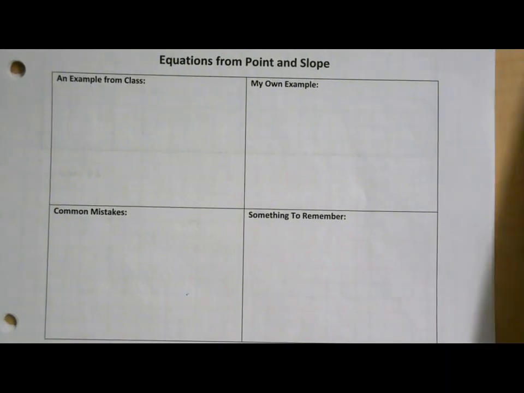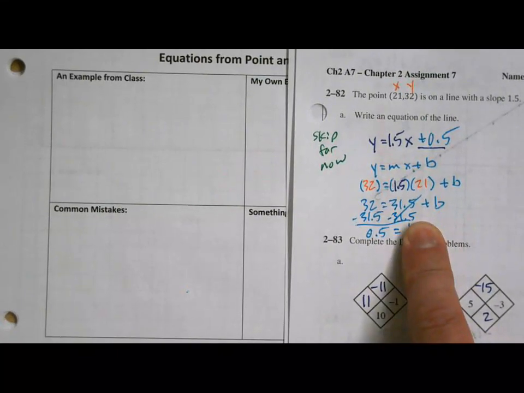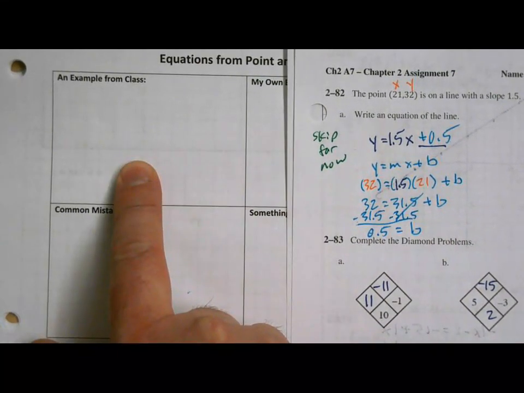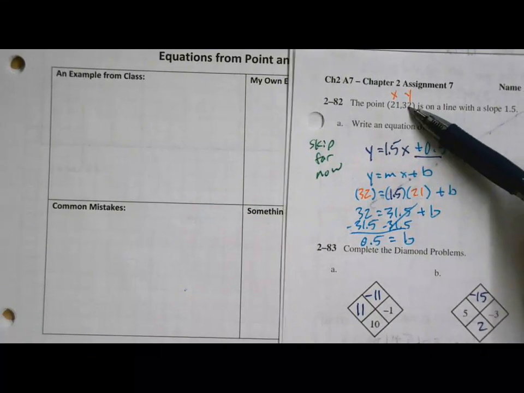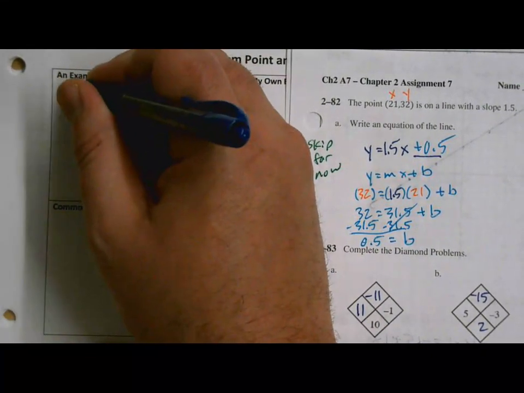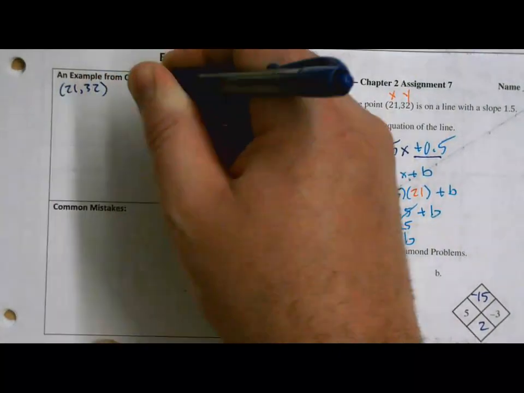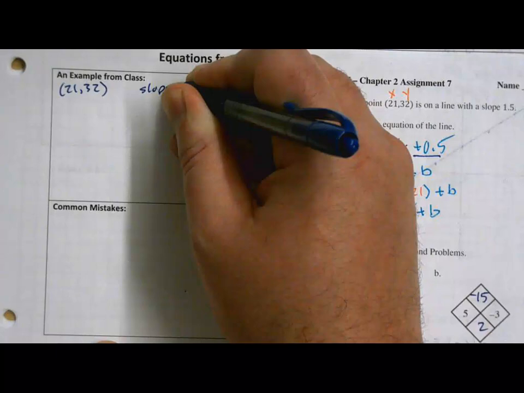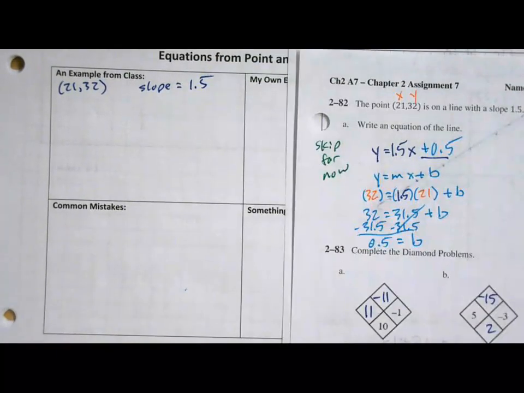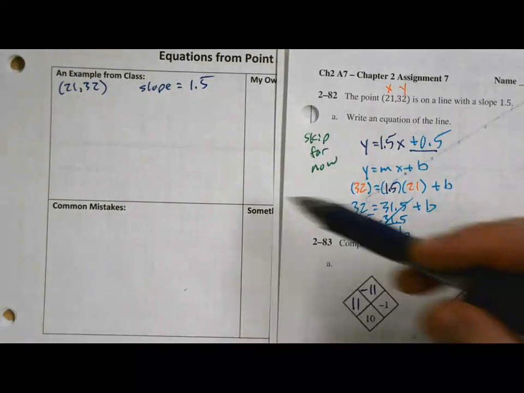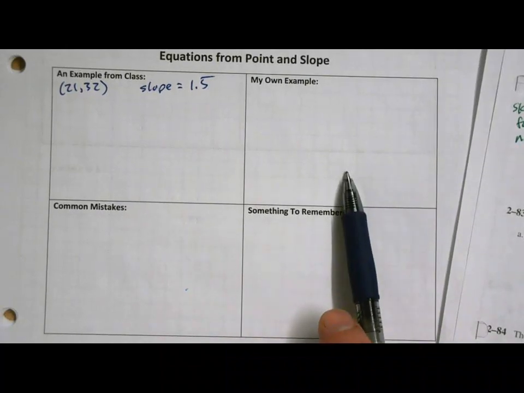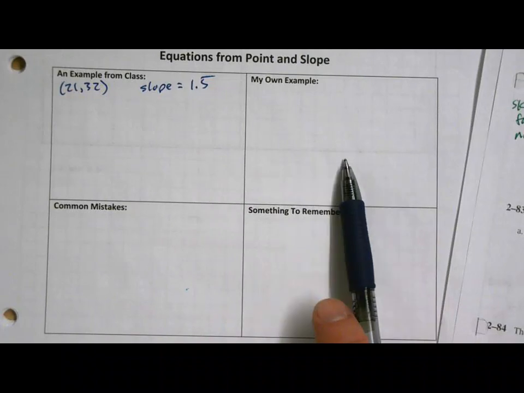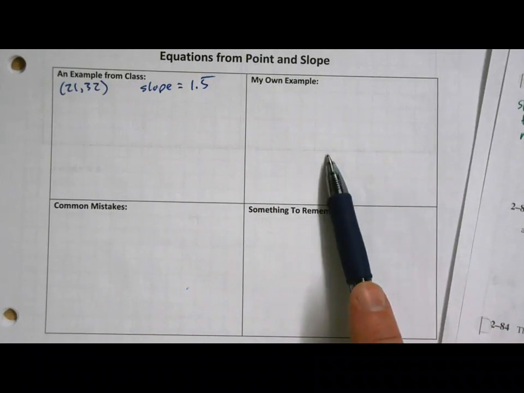I recommend that you get this problem into this box, because that's exactly what it is. We found this equation and we did it using just a point and a slope. The point was 21, 32, and the slope was 1.5. I would recommend that you copy this work into here. And then if you would like to make another example up, create a new example, or you're going to find an example like this in your work that you're going to be doing today and Monday, you could copy that in there. I'm going to leave that up to you.